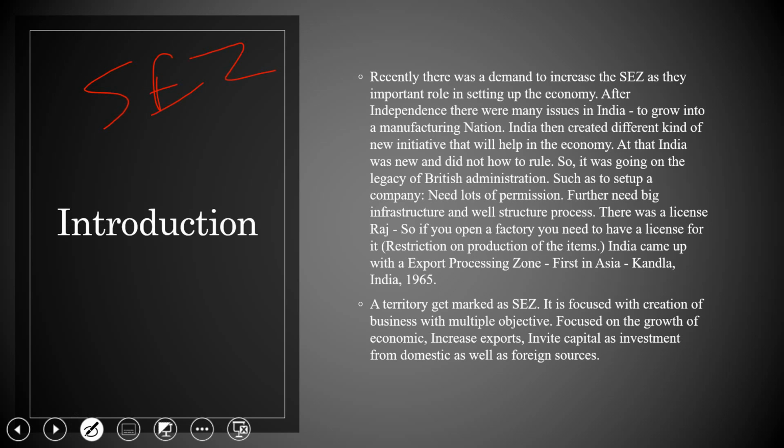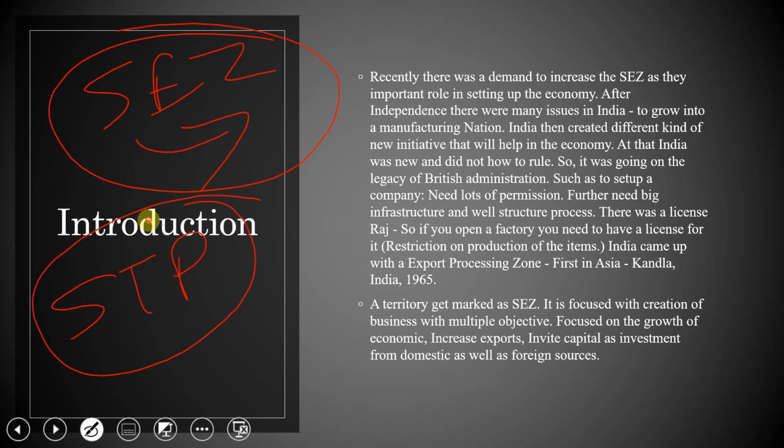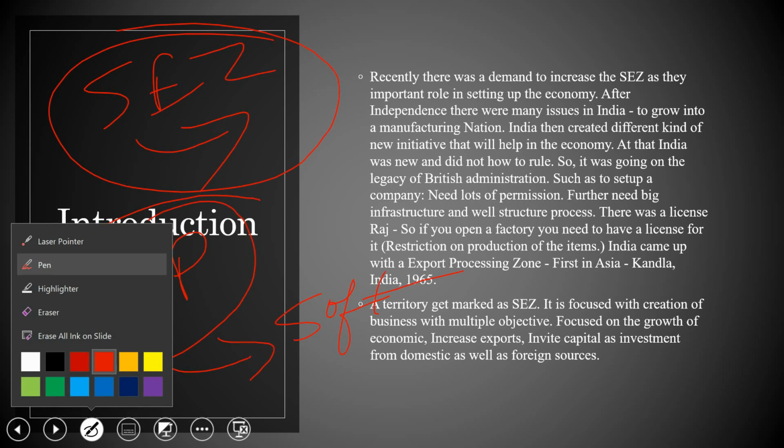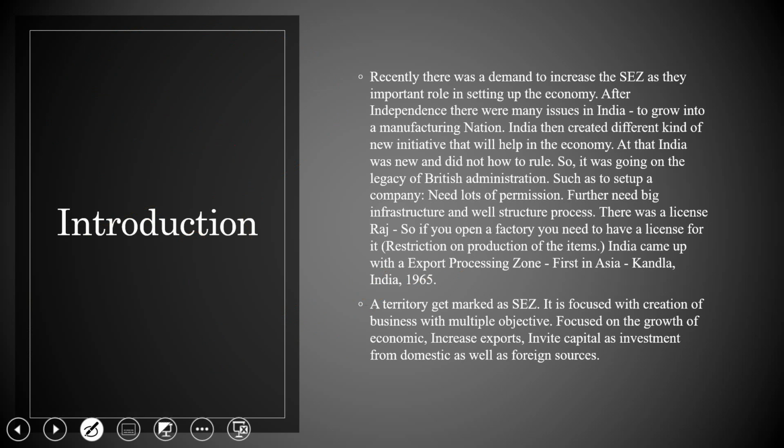SEZ is not designated for a specific purpose only, like it is not targeted for software only or for manufacturing a particular thing only. It is for the overall development of the area also. And STP is the Software Technological Park, that is related to software only. So a designated target is set for STP, that it is for software only. SEZ is not a targeted one. So let us see what exactly is SEZ.